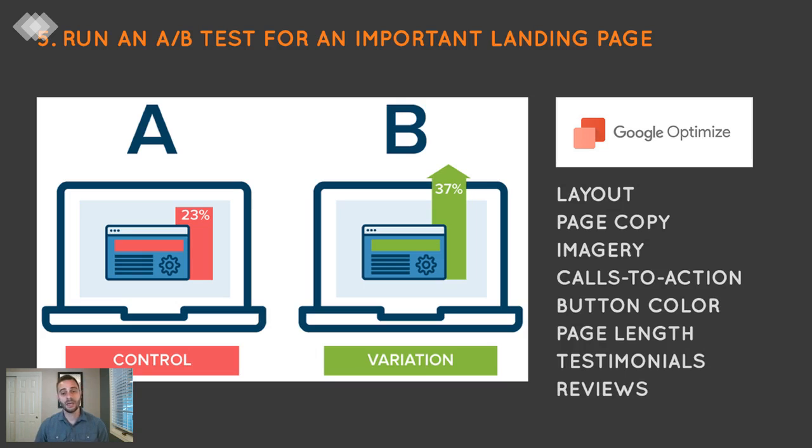And remember, some of the things that you can test are things like layout, page copy, imagery, calls to action. You can go as far as changing the button color to see if that impacts conversions, see if a longer or shorter page is going to work better. Even adding testimonials and reviews for some of that social proof to show people that visit that site, hey, there are other people that have validated that this is a good product or service. So setting this up is relatively easy. And again, Google Optimize is a great tool to do this, a free tool that lets you get started in A/B testing.